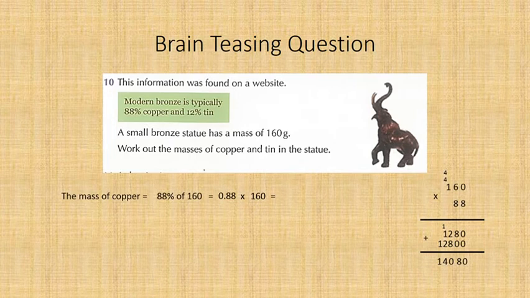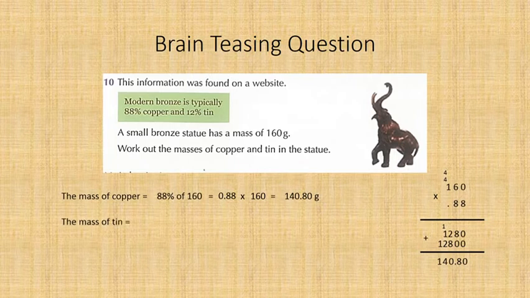But don't forget to bring back the decimal point. So the decimal point was here. So it's after two steps from the right. So 1, 2. So I will put the point here. So here the mass of copper is going to be equal to 140.80 grams.